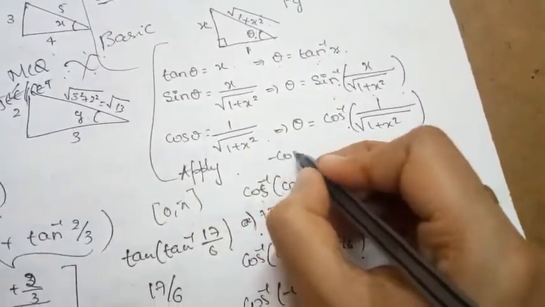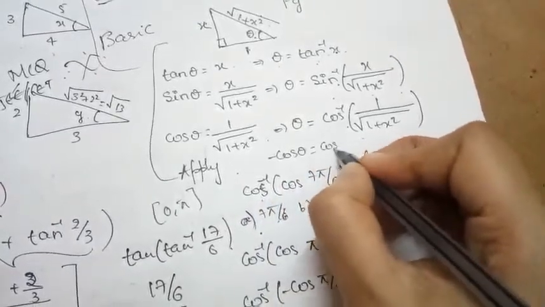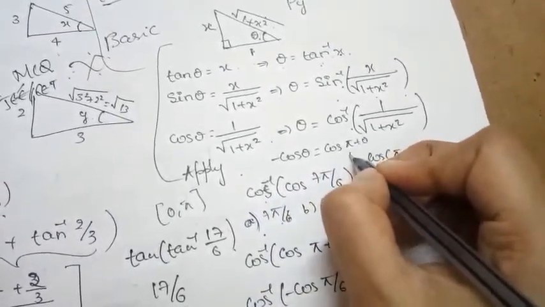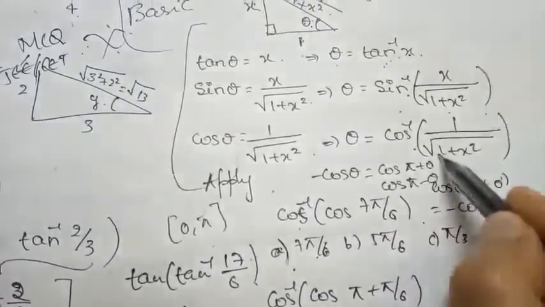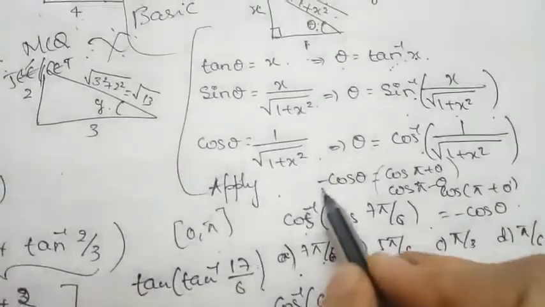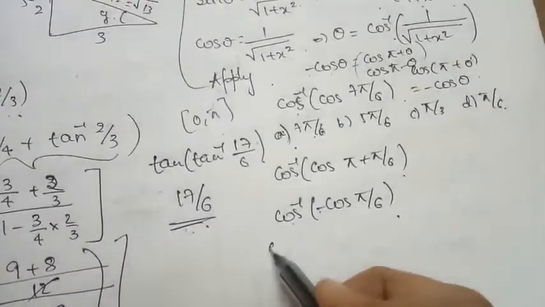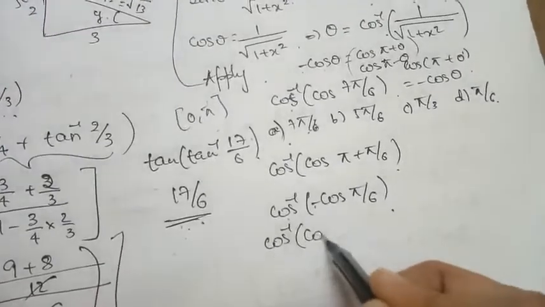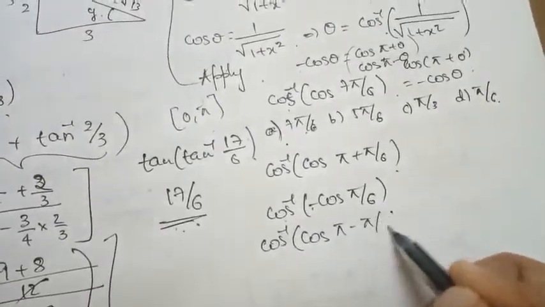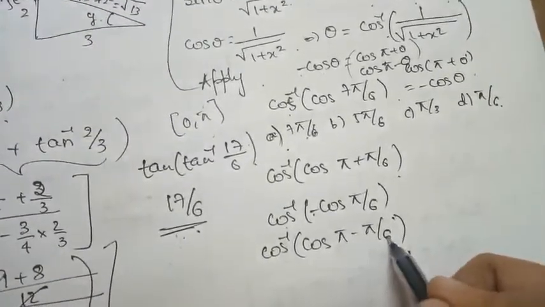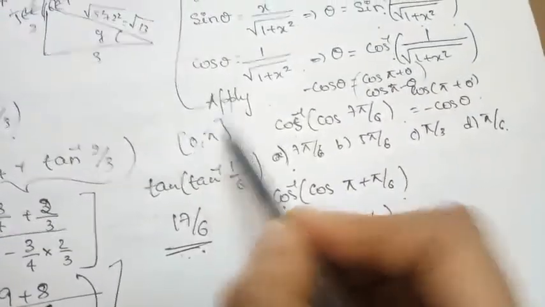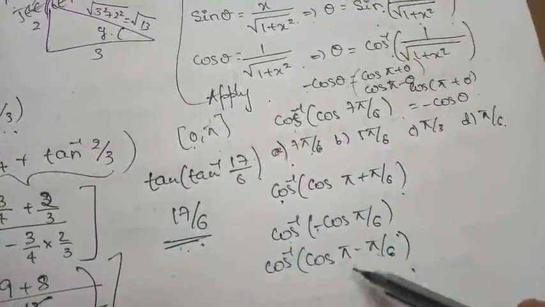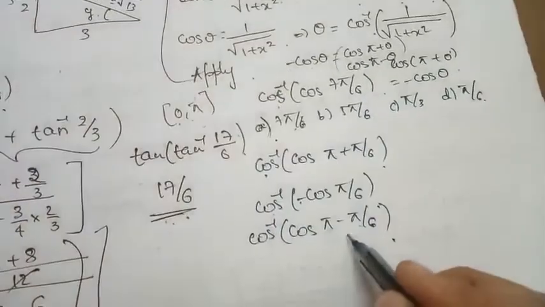Again we know that minus cos theta can be written as either cos of pi plus theta or cos of pi minus theta. We can write it in this form, since minus cos theta I can bring into either of these forms. So here we have minus cos theta. I can write it as cos inverse of cos of pi minus pi by 6. Why do I use pi minus pi by 6? Since the principal value branch of cos inverse lies between 0 to pi.